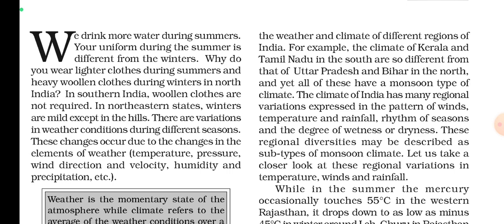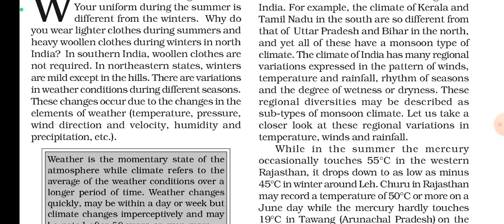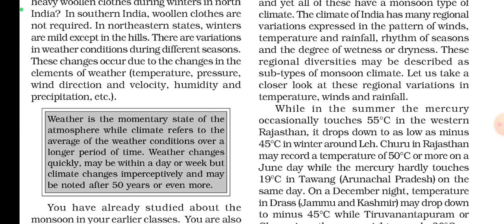In northeastern states, winters are mild except in the hills. There are variations in weather conditions during different seasons. These changes occur due to the changes in the elements of weather: temperature, pressure, wind direction and velocity, humidity and precipitation, etc. Weather is the momentary state of the atmosphere, while climate refers to the average of the weather conditions over a longer period of time.